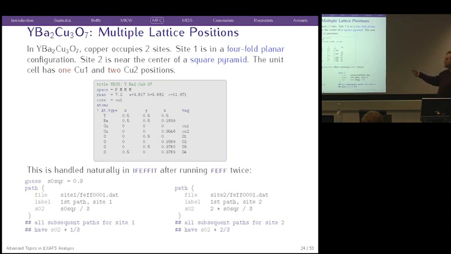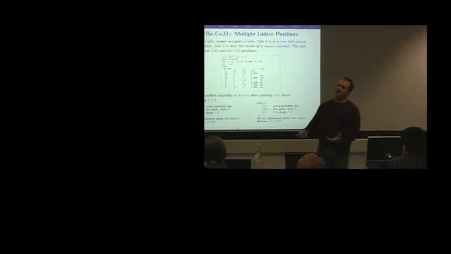So one of them has 4 neighbors, one of them has 5 neighbors, and site 2 is quite a bit more structurally disordered because it's at the middle of a pyramid rather than at the middle of something more symmetric. So these are really quite different positions. The only way to make progress on this problem is to run Pfeff once using the first copper site as the absorber. Here, copper 1 was chosen as the absorber. And then you have to run Pfeff a second time with the copper 2 site chosen as the absorber.